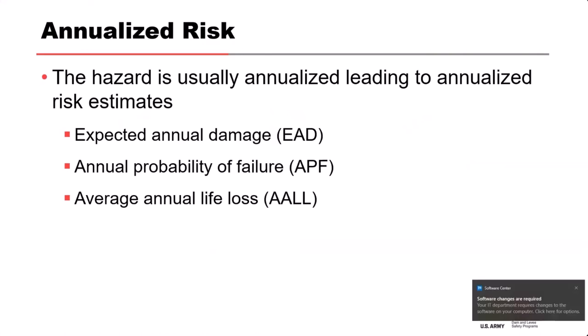In most risk analysis, and certainly in all the dam and levee safety ones we do in the Corps, you're usually going to annualize the risk. We usually do that by annualizing the hazard, so we're looking at annual floods or annual earthquakes or whatever the hazard might be. That leads us to annualized risk estimates out of the risk equation. By annualizing the rate of the hazard, we get expected annual damage, annual probability of failure, and average annual life loss. But you don't have to annualize it. We do it as standard practice in dam and levee safety and generally in the Corps for most of the risk analyses we do.